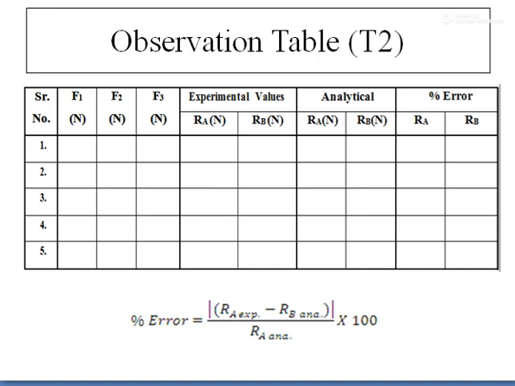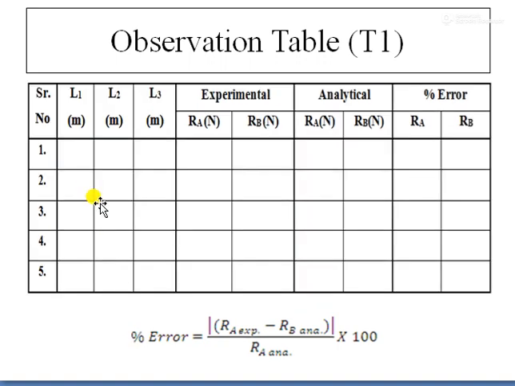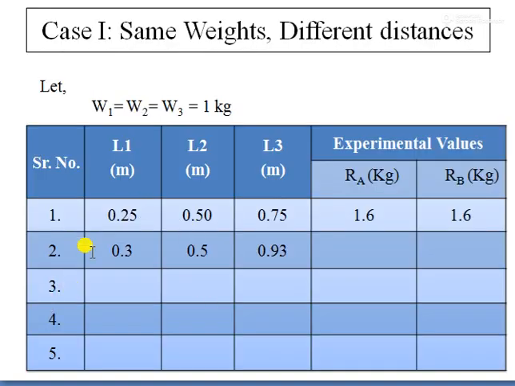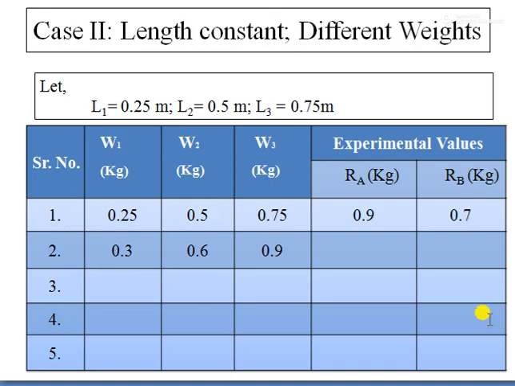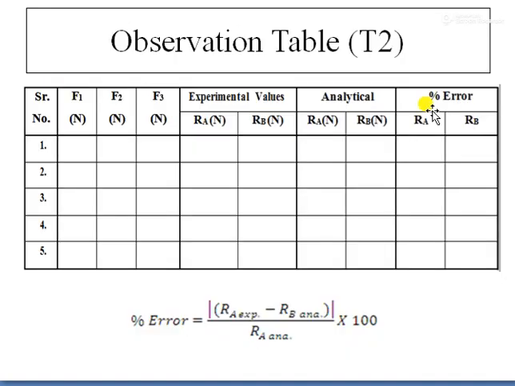As we have to take various readings, in the first case we have to take 5 readings. Similarly, for the second case also we are going to take 5 sets of readings. Later we will take the average of the percentage error for RA and RB in both case 1 as well as case 2 from observation tables T1 and T2, and ultimately we will determine the experimental and analytical difference.